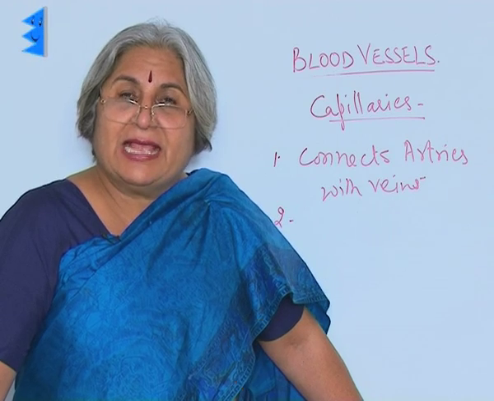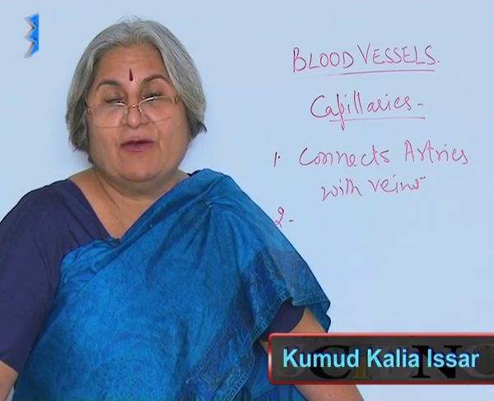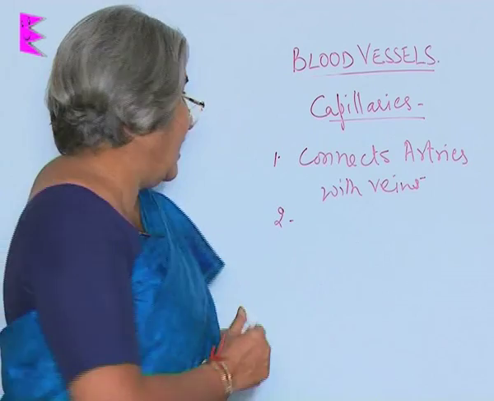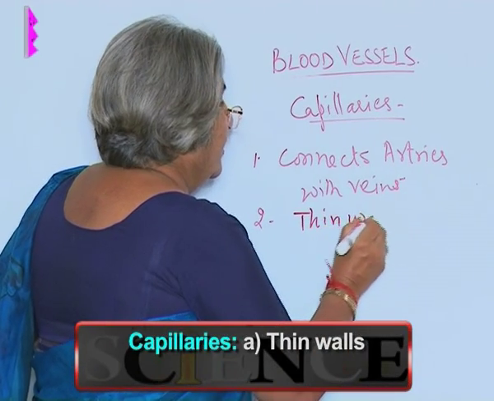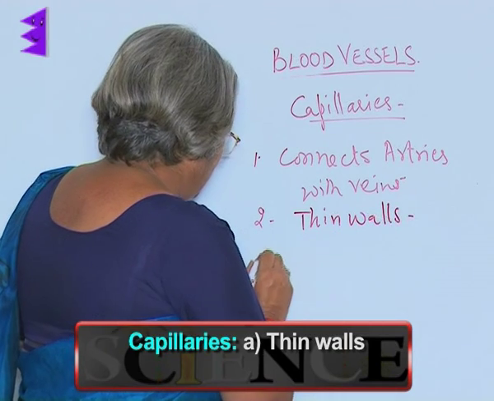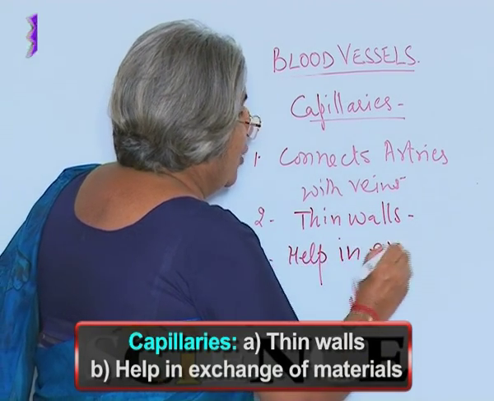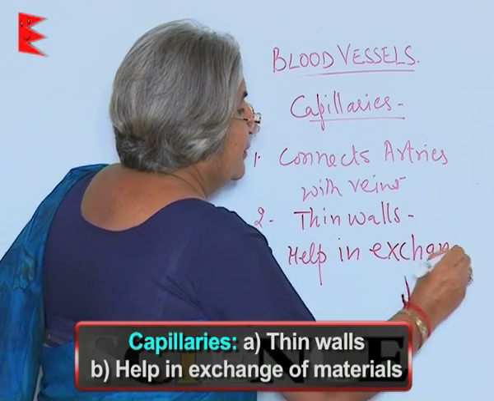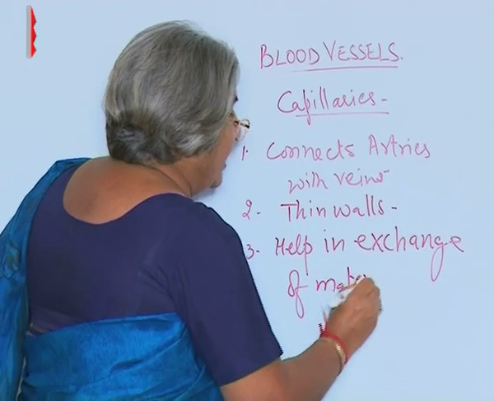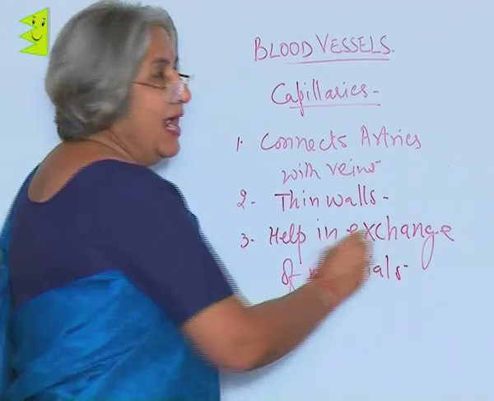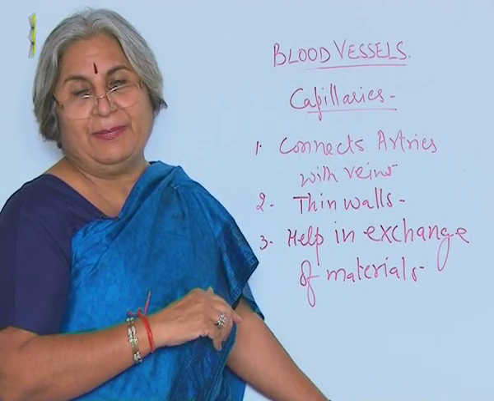The capillaries help in exchange of material, but that is not possible if their walls are thick. So, they have thin walls and their function is they help in exchange of material. Like oxygen goes from arteries to cells and carbon dioxide moves from cells to the capillaries.